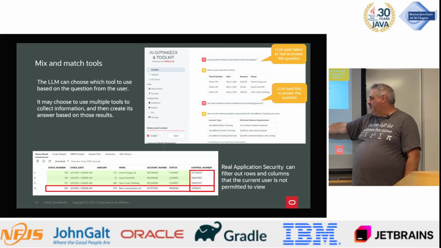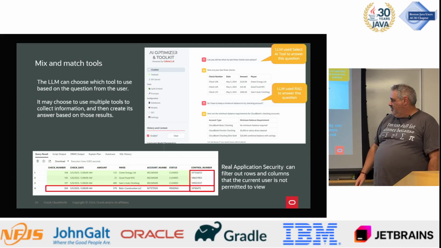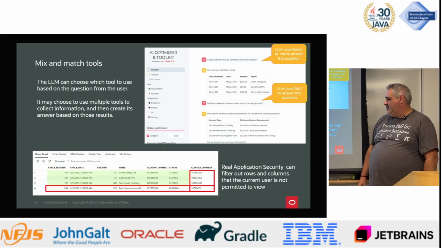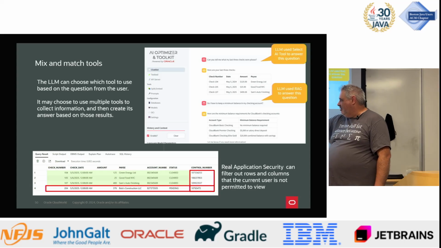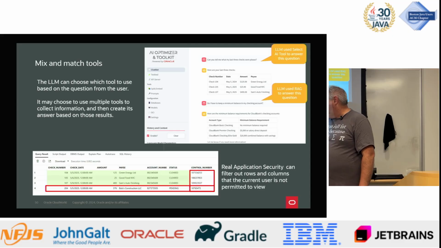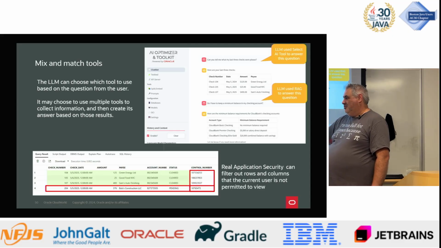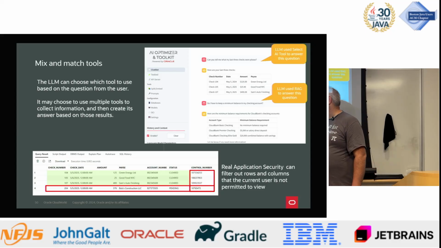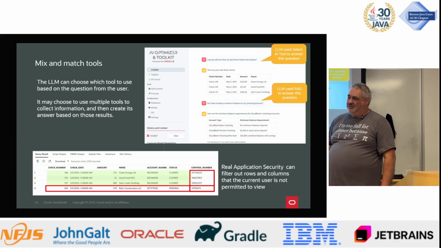We also have in Oracle, I don't know if other databases have this, something called Real Application Security, which lets you have rules about who can see what, basically. You might say people can only see their own transactions, so it's going to filter out other people's. Or you're not allowed to see the control number for the check. You can only see the external check ID or whatever.